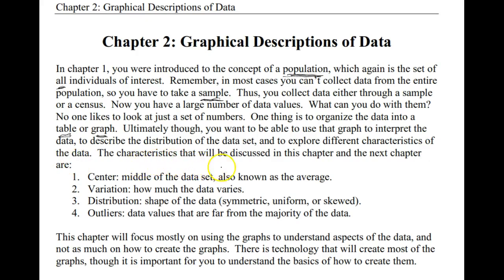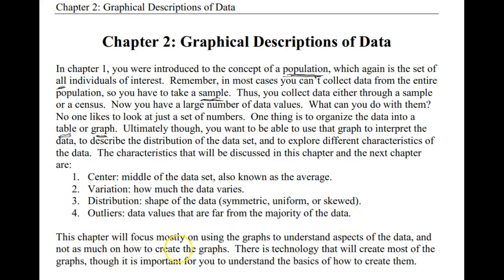So the characteristics that will be discussed in this chapter and the next are the following. So number one is center, so the middle of the data set, also known as the average. Number two is variation, or how much the data varies. Number three is the distribution, like the shape of the data, whether it's symmetric, uniform, or skewed. And lastly, number four are outliers, which are data values that are far from the majority of the data.